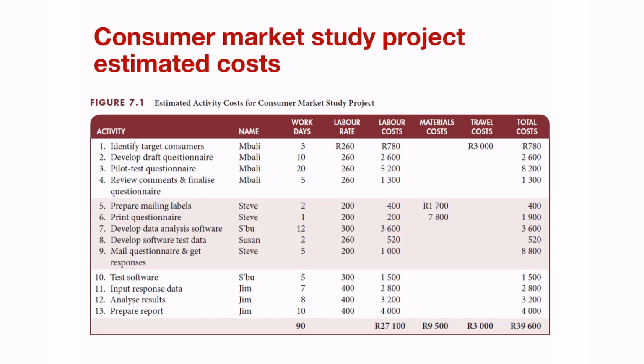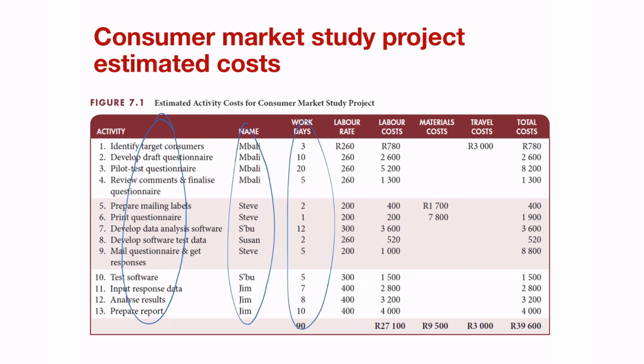Figure 7.1 gives you a very good overview of what a project costing sheet is. Remember our consumer market study that we've been using right through this entire module as an example of how to estimate, how to plan, and now how to budget. So we have a list of all the activities with the person responsible, the work days that have been allocated to them, as well as the labor rate for each one, which essentially means that your work days times the labor rate equals your labor cost.